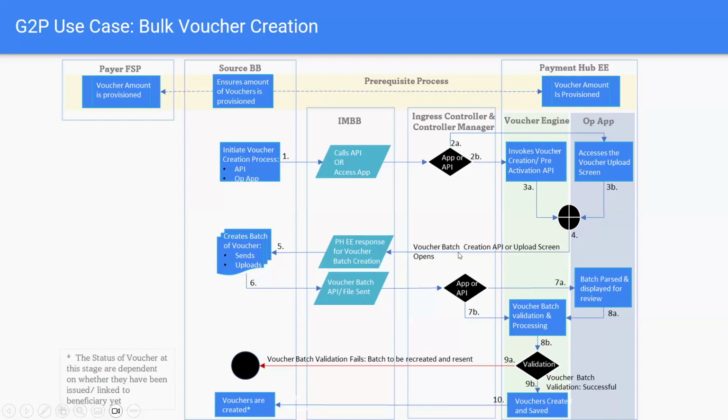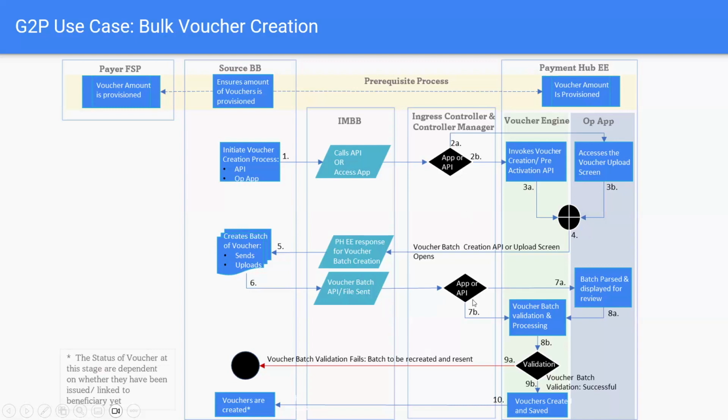So Payment Hub sends back the response for this to the source building block, to the initiator, saying that yes, it's all right. Please start your process of sending the vouchers. So someone from the source building block would upload the API or the file, create that voucher batch, and send it back to the Payment Hub.